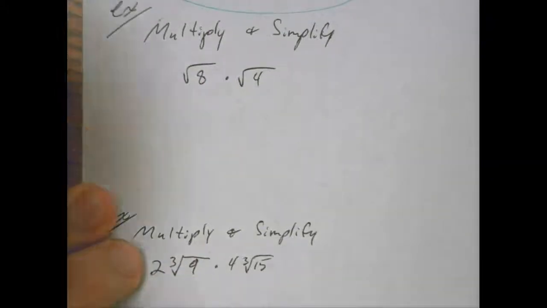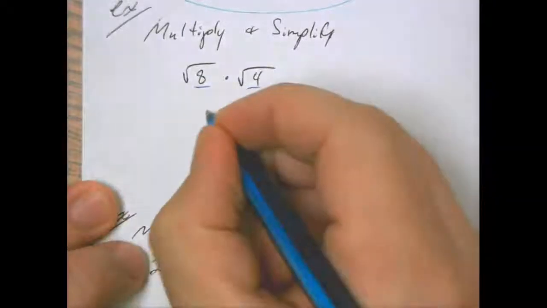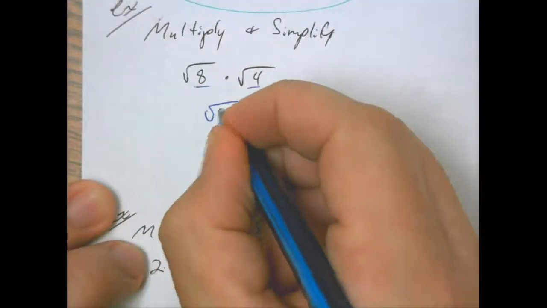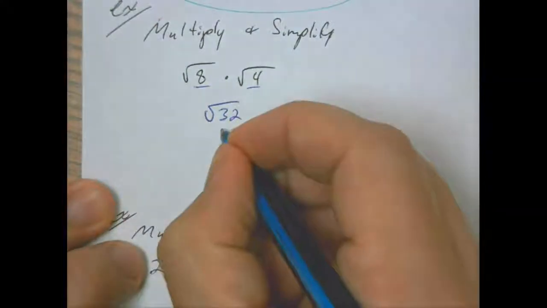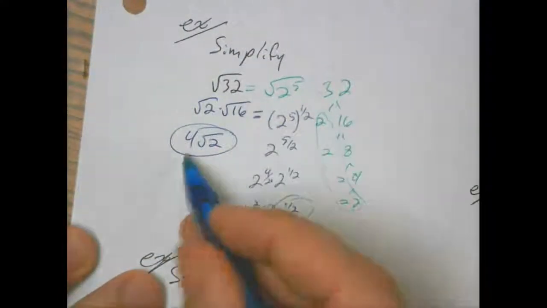All right, so now multiplying. Multiplying is super simple. So all we're going to do is multiply the insides together. So this will be like the square root of 32, which square root of 32 we did on the very first problem. Oh, look at that. We can use the answer again. So we know it should be 4 root 2.